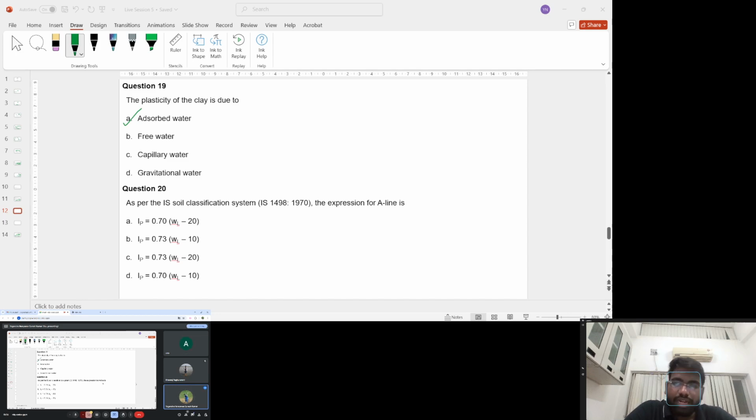Okay. So that can be done by several properties, like zeta potential. There are various electrical techniques, and several models are there, by which you can determine the thickness of adsorbed water. Okay. What is that, sir?